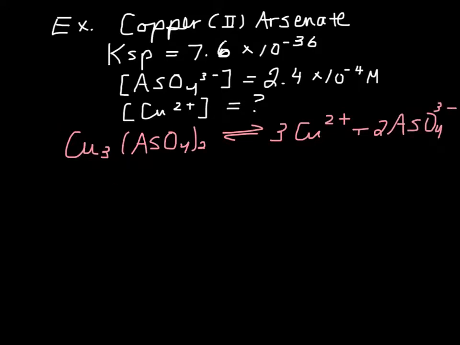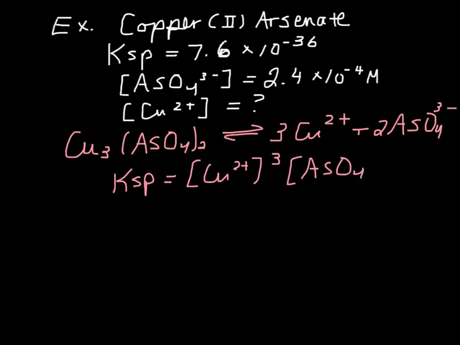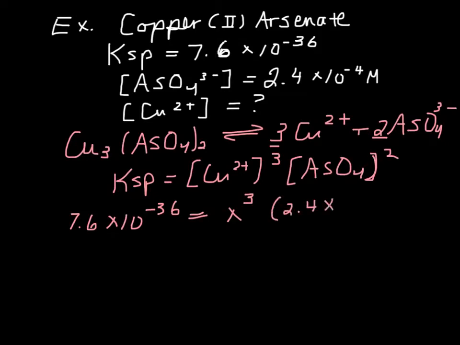Again, I take the time to write my expression for KSP. So the concentration of copper ion, which is cubed because of the coefficient, times the concentration of arsenate, which is squared because of the coefficient. Okay? And then I just go ahead and plug in my numbers. 7.6 times 10 to the minus 36. I don't know copper, so that's going to be x cubed. And then this is going to be 2.4 times 10 to the minus 4 squared.